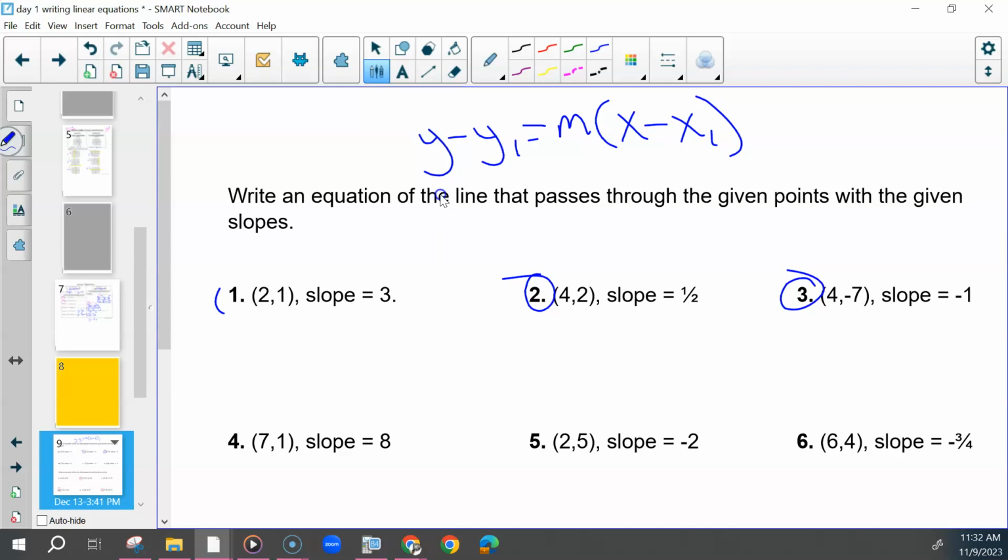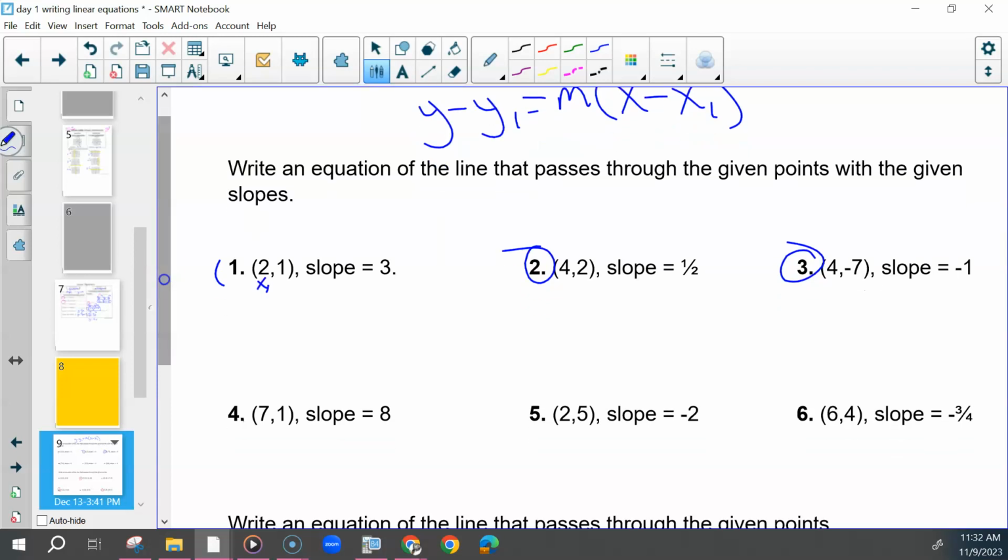So we can label these. x1, y1, your slope is m. And then once we know which one is which, we can start to put it into the equation. So it would look something like y minus whatever your y1 is, so 1, equals your m, or 3, parentheses, x minus your x1, which is 2.